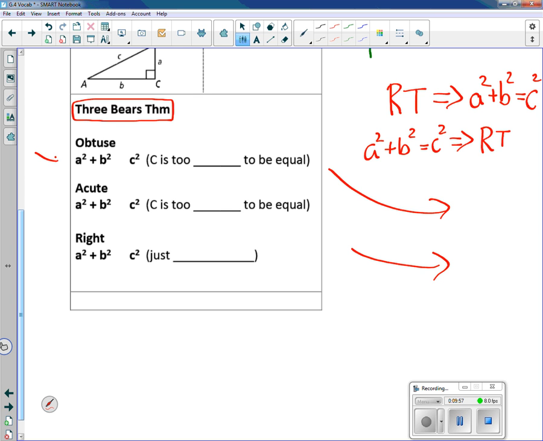What we're going to find out is if we plug the two smaller sides of a triangle into a squared plus b squared, and we find that it's smaller than the c side squared, then it's an obtuse triangle. In other words, c is too large for it to be a right triangle. And then we'll have an acute triangle, which is that c is too small. And then we'll have it so that it equals, and it's just right. You'll understand that better when we get there and go through it in that unit.